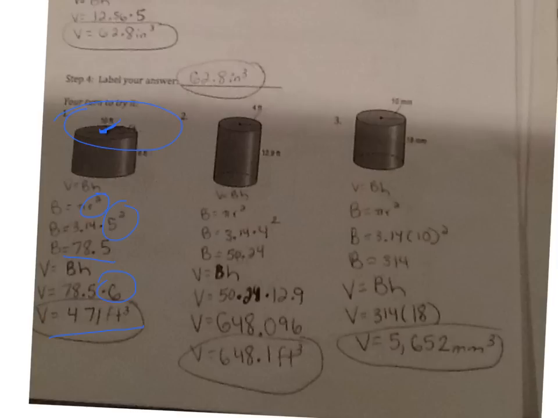In the next one, we use our formula, and we find out that the area of the base is 50.24, and then we're going to multiply that by 12.9, and we get our final result, which is 648.1 feet cubed. Alright, and then our last example, our radius is 10, so we're going to plug that in. And we get the area of the base would be 314, but we need to multiply that by 18 because that's our height, our length between the first base and the second base. And so our total volume here is 5,652 millimeters cubed.